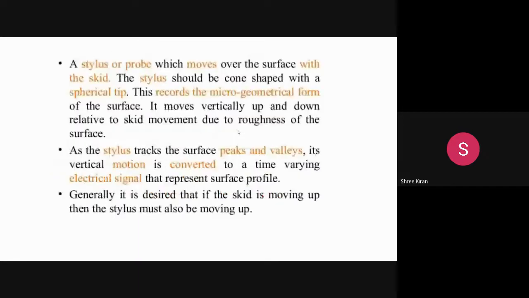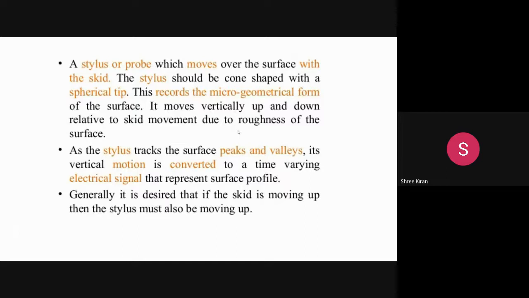Then a stylus or a probe moves over the surface with the skid, where the stylus should be cone shaped with a spherical tip. This records the microgeometrical form of the surface. Then it moves vertically up and down relative to skid movement due to the roughness of the surface.